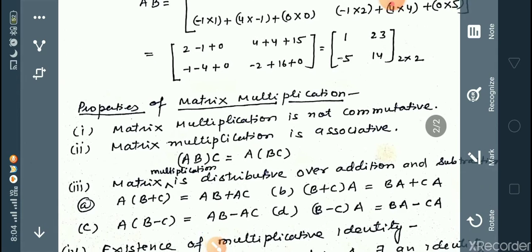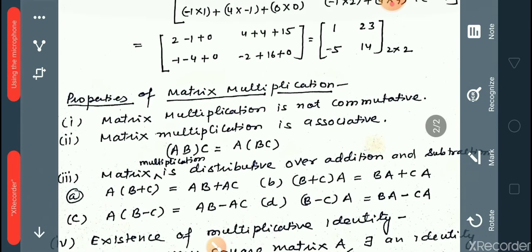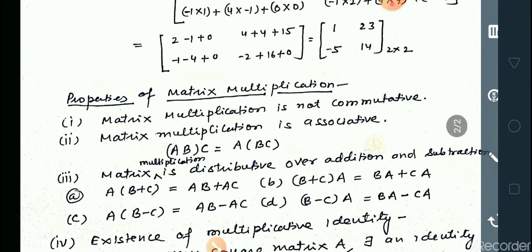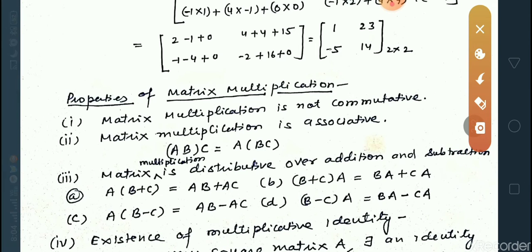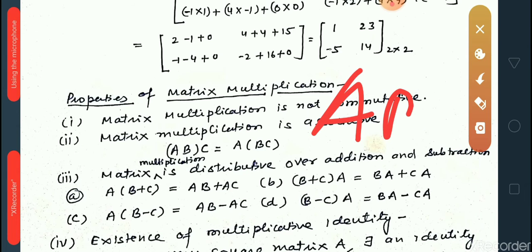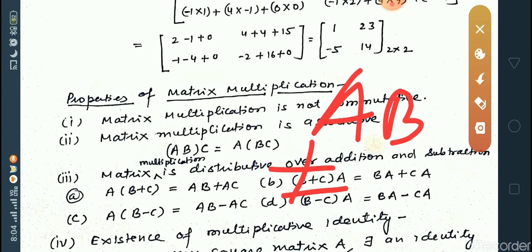Now, properties of matrix multiplication. Like addition of matrices, there are certain properties of matrix multiplication. Matrix multiplication is not commutative. It may be, but not necessarily, so we write it here. It is not commutative, means AB may or may not be equal to BA. It may be in certain cases but not always, so we write it in general. It is not commutative. Got it?